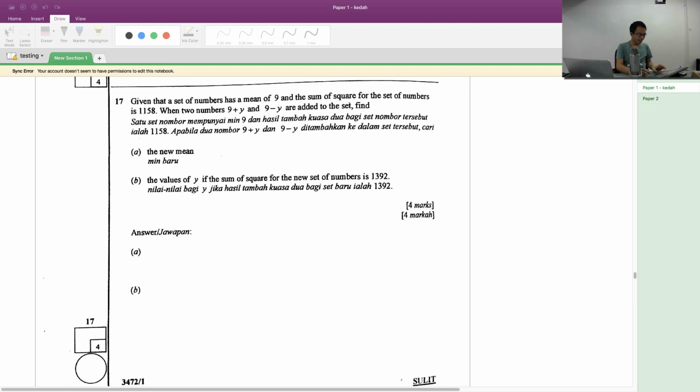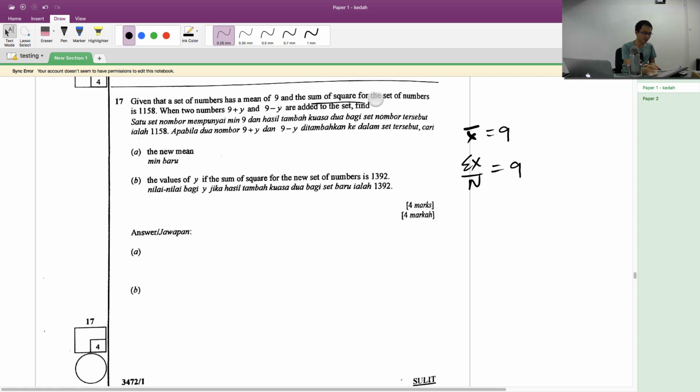Alright. Given that the set of numbers has a mean of 9, and the sum of squares of the set of numbers is 1158. I know that the mean is equal to 9, so the mean means sum of x over n is equal to 9. The second information we have is the sum of squares of the set of numbers, that means sum of x squared is 1158.